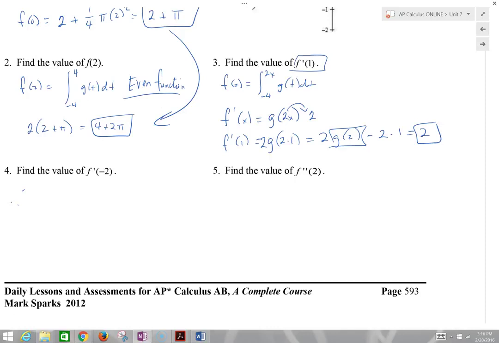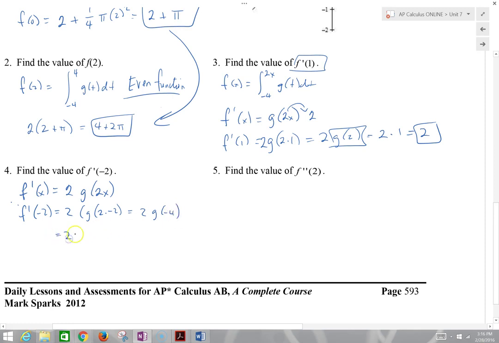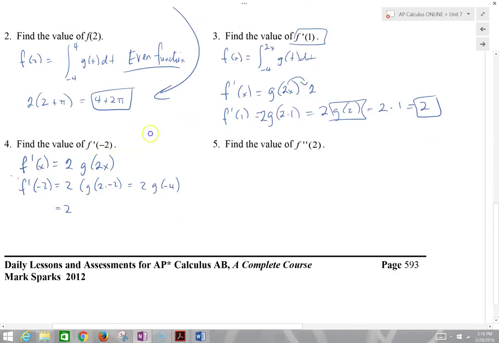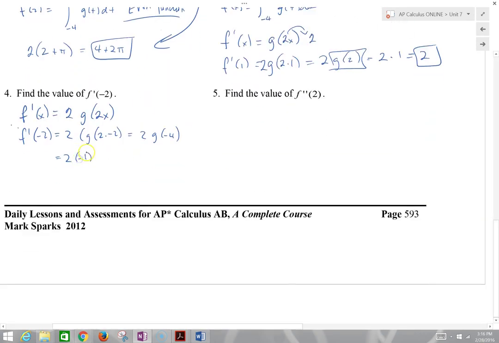Let's try that again. Now we want f prime of negative 2. We already know that f prime of x is equal to 2g of 2x. So f prime of negative 2 equals 2 times g of 2 times negative 2, which is 2g of negative 4. If I go back up here and look, negative 4 is down at negative 1. 2 times negative 1 equals negative 2.